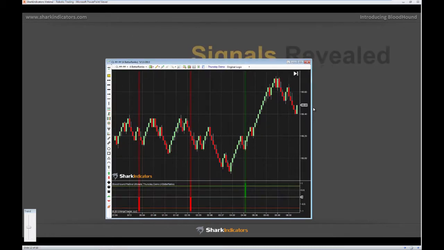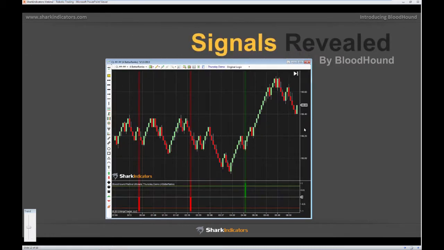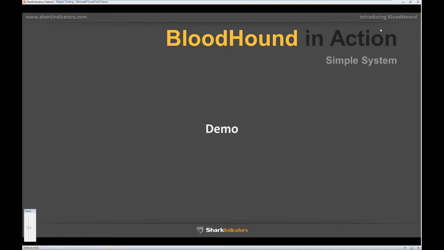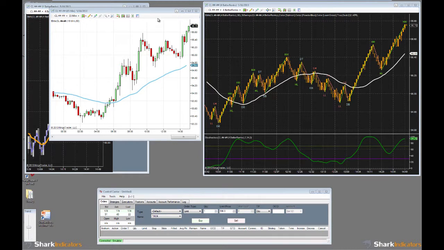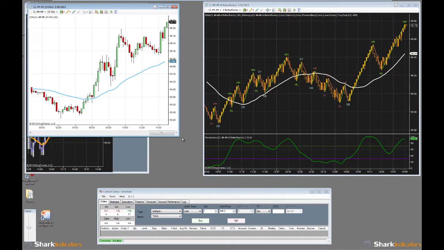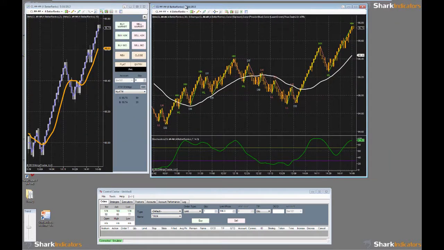But let's take a look at what Bloodhound would have printed out given that criteria. And actually, we're going to have a chance to build this, Mike, so you'll be able to see this in detail. But you can see we got the 2 bearish signals and the bullish one revealed by Bloodhound. So I'm going to go ahead and build this little system that we just described, so that we don't have to go through the agony of manually squinting and looking for the signals on a manual basis.